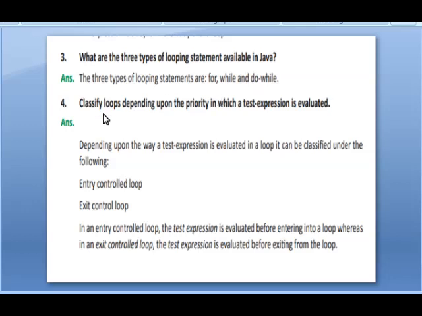Okay. Fourth question, classify loop depending upon the priority in which the test condition is evaluated. So depending upon the priority, it is divided into two groups, that is entry control loop and exit control loop. So the for loop and while loop are entry control loops, and do while loop is an exit control loop.